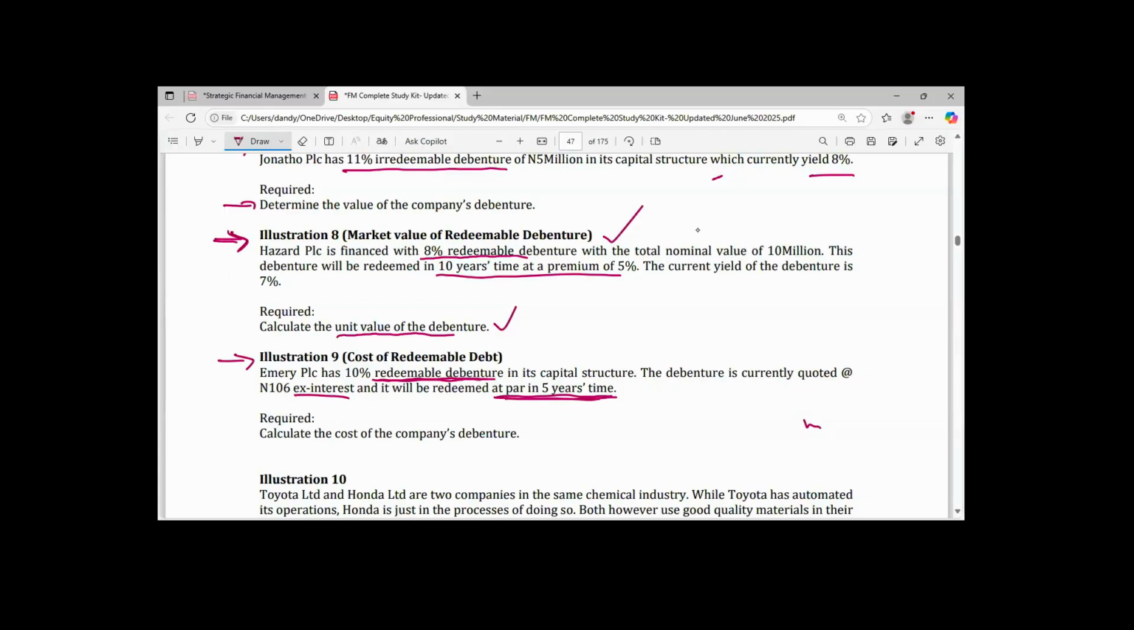So I want to calculate the market value of debenture. We have identified from this question that this is a redeemable debenture. How is it a redeemable debenture? Because the examiner has given us a redemption date of 10 years' time. Then how are we going to redeem this debenture? We are told that it will be redeemed at a premium of 5%. So if that is the case, let's quickly solve it.